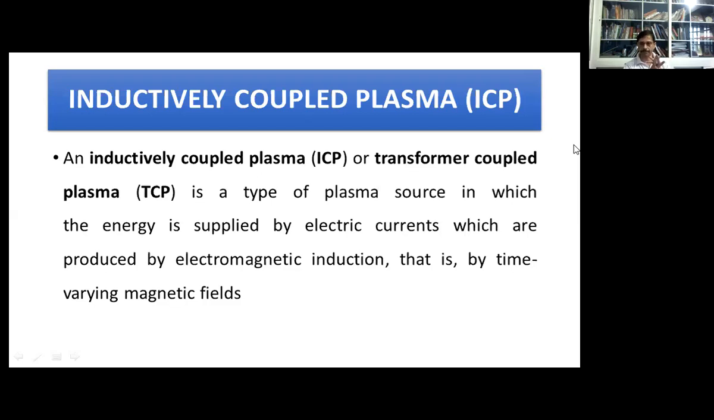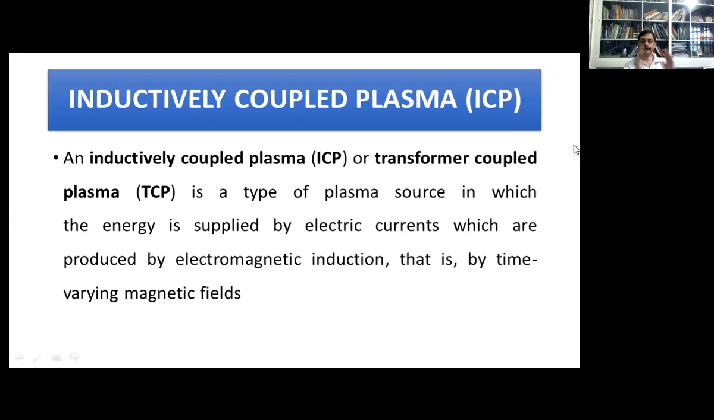You know what is a plasma? You can just recall your high school days where all of us have studied that there are four states of matter: solid, liquid, gas, and the fourth one is plasma, which is a high energy state. In inductively coupled plasma, we are talking about a plasma source. And here, the energy is supplied by electric currents. These electric currents are produced by electromagnetic induction. How is the electromagnetic field induced? It is induced by time varying magnetic fields.